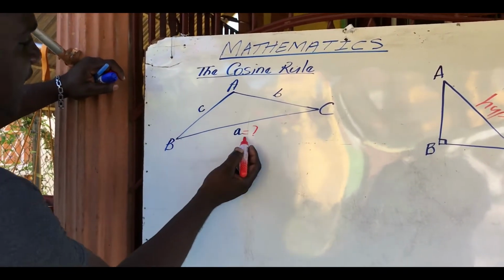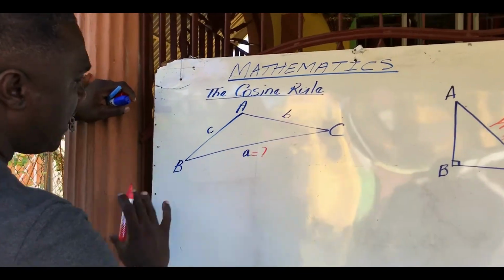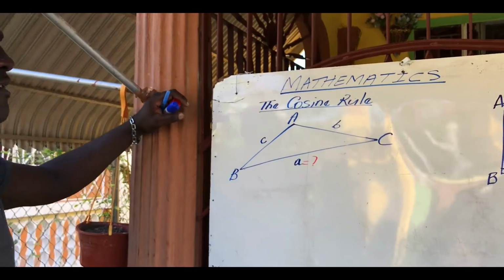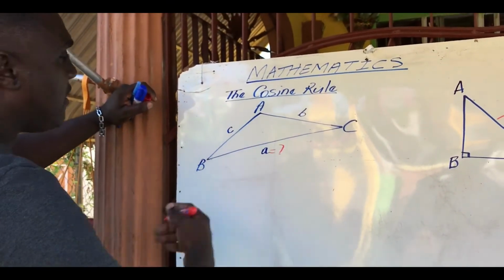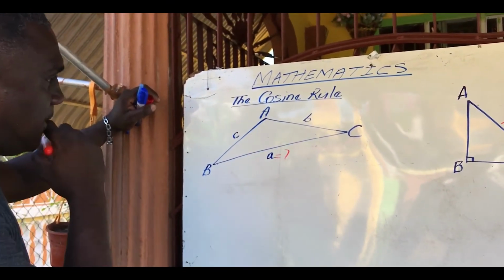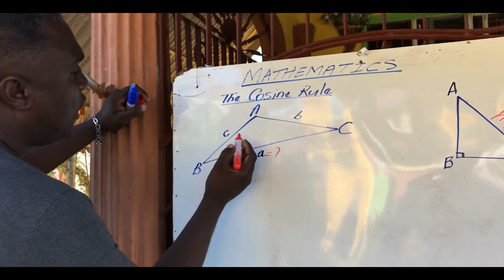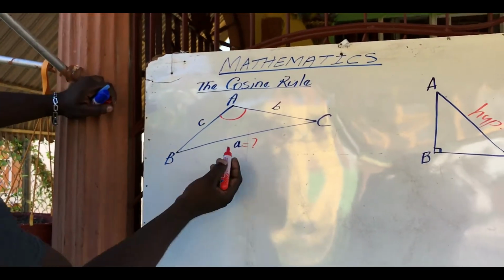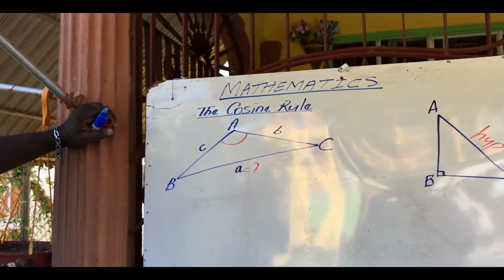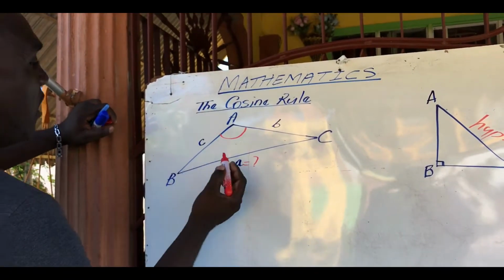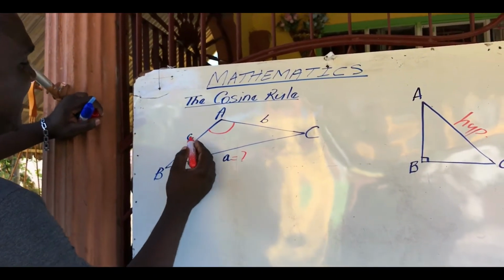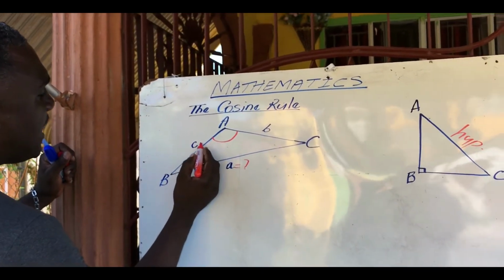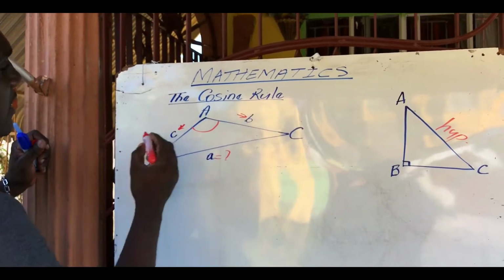If we want to find side A for a non-right angle triangle, because clearly, as you can see, this doesn't appear to be a right angle triangle, so assuming it is not a right angle triangle and we want to find side A, we have to know what angle A is, because side A is opposite to angle A. What we also need to know are the two sides that border angle A, and these two sides are C and B.